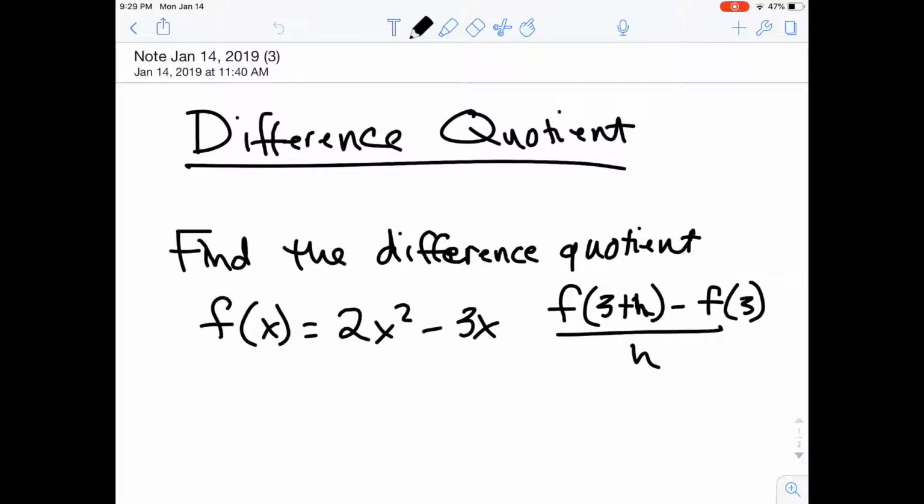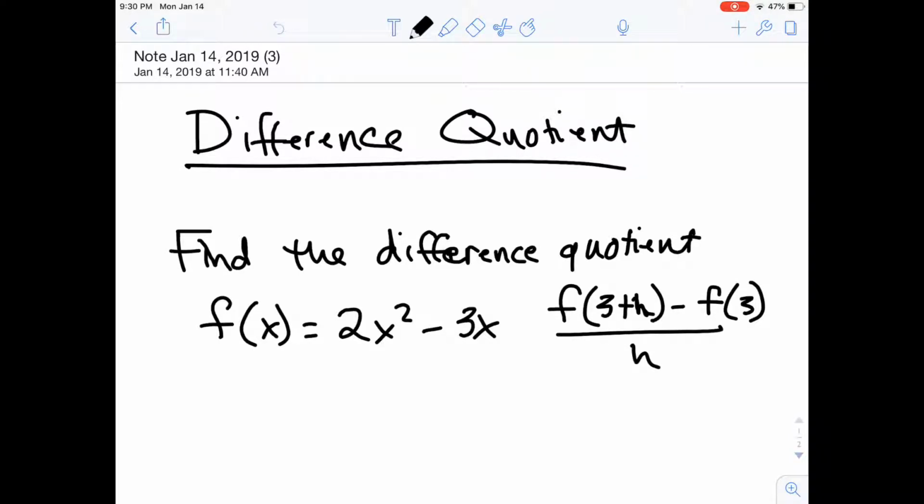So here's how you do this. It says find the difference quotient of f of x equals 2x squared minus 3x. And then it gives you what's known as the difference quotient: f of 3 plus h minus f of 3, that's a 3, not a 5, over h.